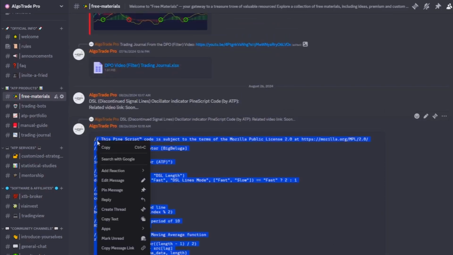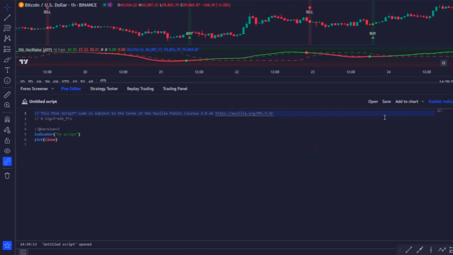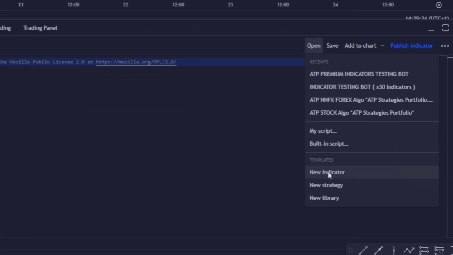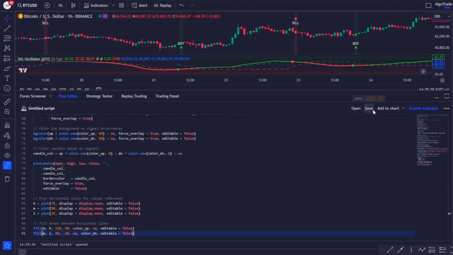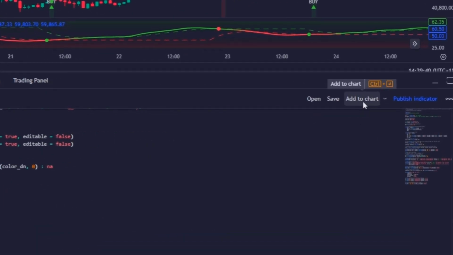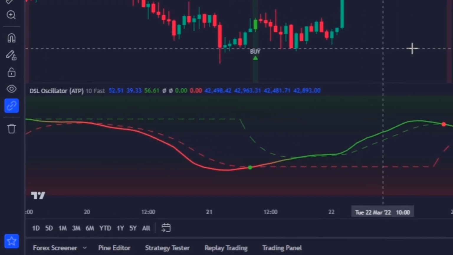Open up the note, copy the code and then on TradingView charts, click on the Pine editor, then on Open, select New Indicator and then just paste the code and save it. Finally, click on the Add to Chart option and that's it. Now you have my DSL oscillator on your charts.